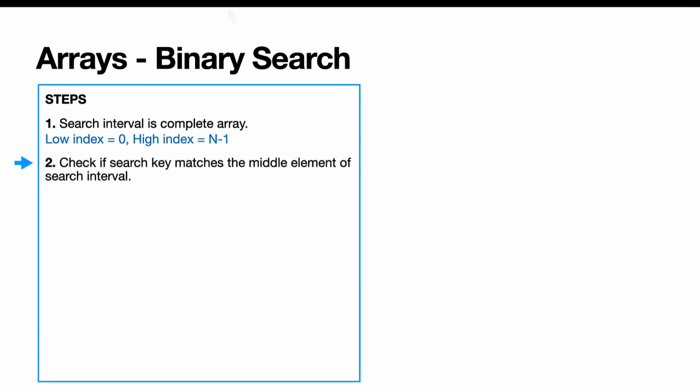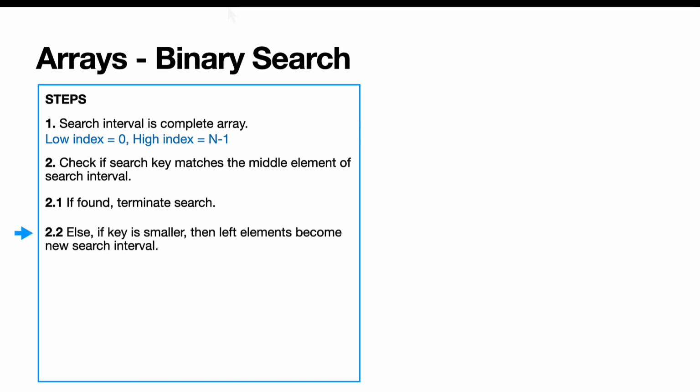Let's now look at the steps of the binary search algorithm. First, we consider the whole array for the search interval. That is, low index is index 0 and high index is index n minus 1. We then check if the search key is equal to the middle element. If the search key is equal to the middle element, we terminate the search and return the index.